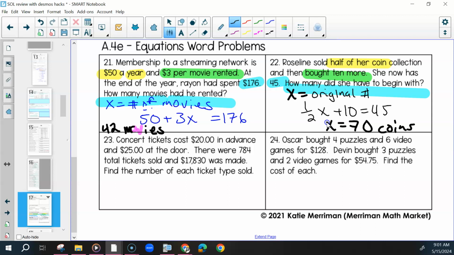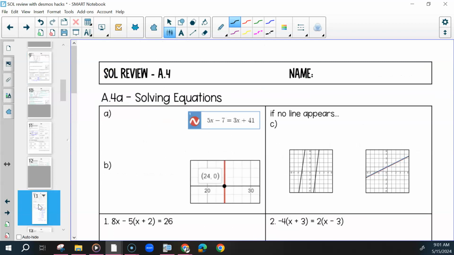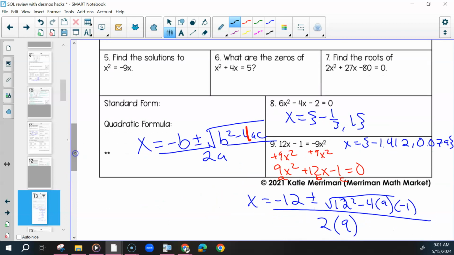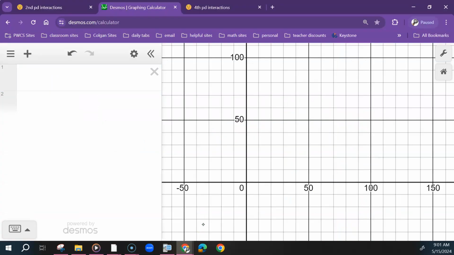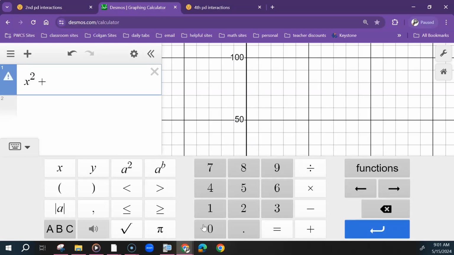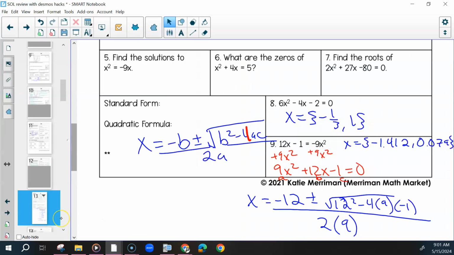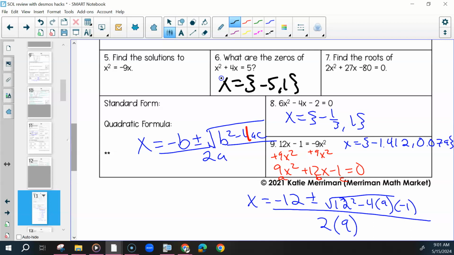So that one's a Desmos question. Anything asking about zeros, x-intercepts, roots, or solutions, you can type directly into Desmos. You can solve it by hand, but you don't need to. And it'll give you those two solutions, 1 and -5. And you will get that in the graphics.